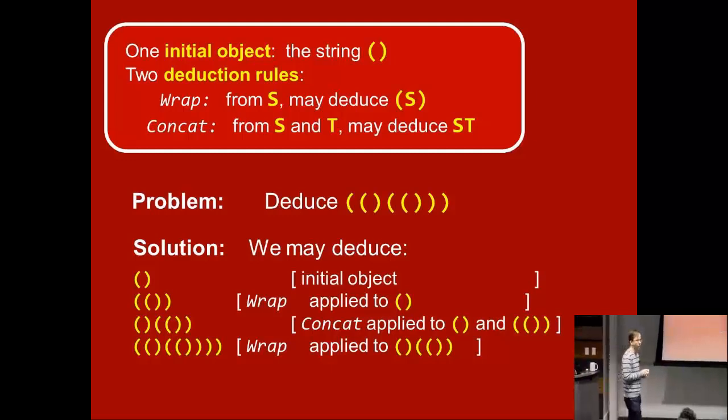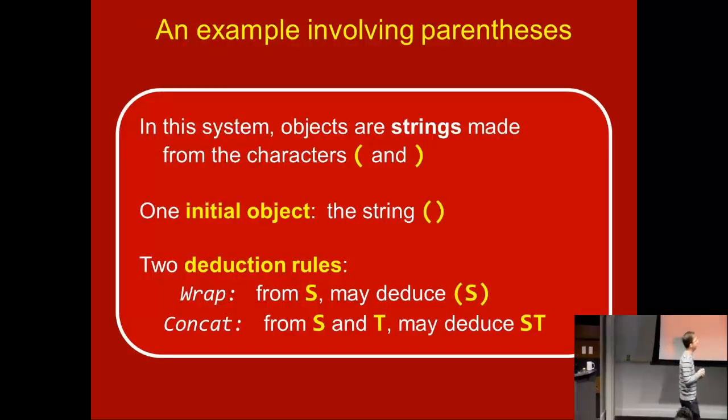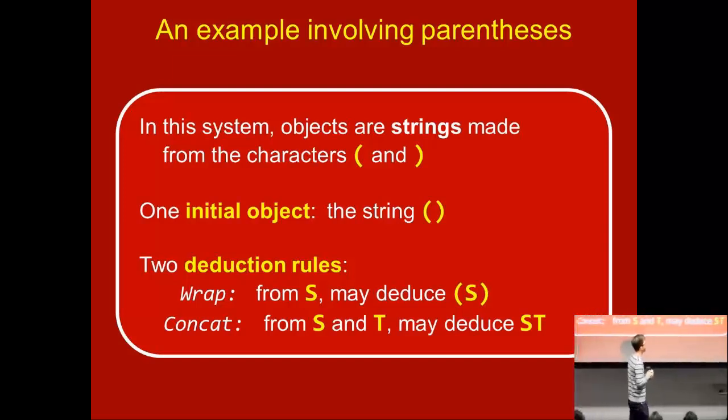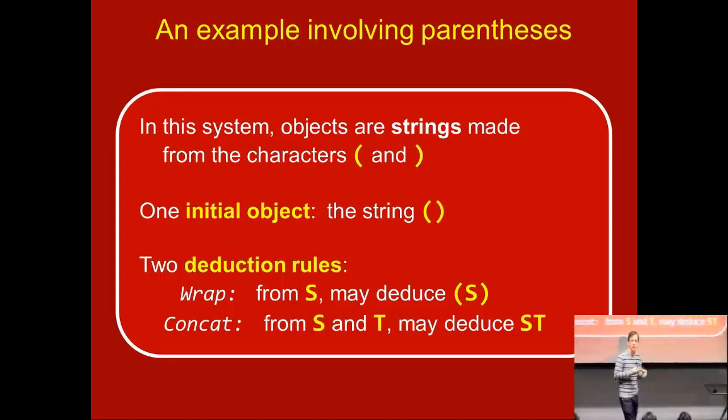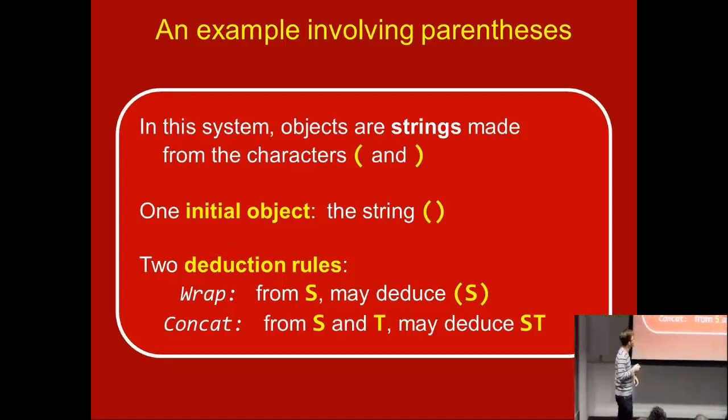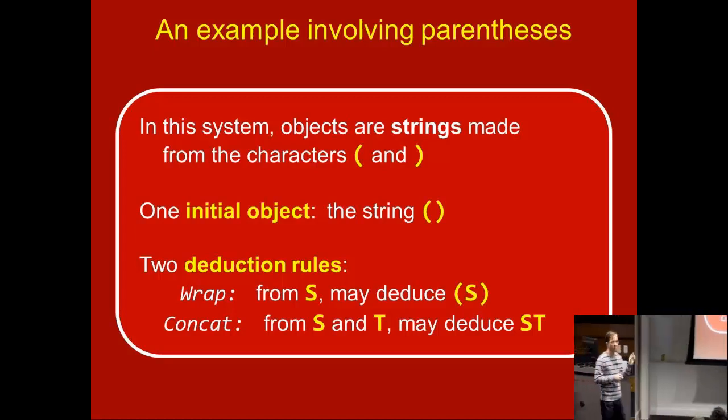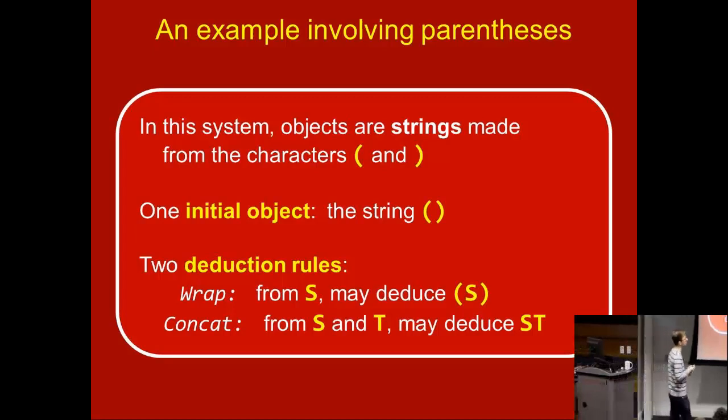Here's an example involving parentheses, brackets. So I'll just describe it as a deductive system. In this system, the objects won't be numbers. They'll be strings, made up of two kinds of characters, this open parenthesis and close parenthesis. And we'll have one initial object, the string open, close, this little pair of brackets.